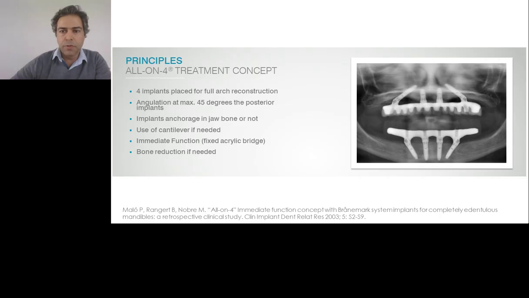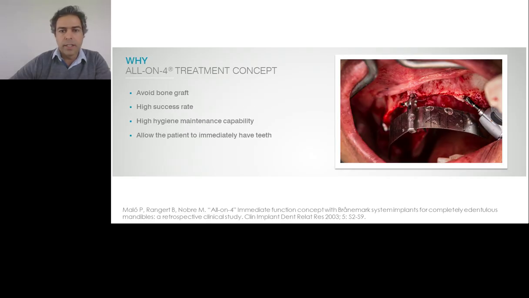We only place 4 implants for maxilla or mandible rehabilitation. We tilt the posterior implants up to 45 degrees to skip the nerve in the mandible and the sinus in the maxilla. We can fix and anchor our implants in the jaw or outside of the jaw if we go for zygomas. And every time needed, we use cantilever for the final bridges to deliver a 12-unit bridge from first molar to first molar. And of course, we go through immediate function. Patient leaves the clinic with fixed teeth, and we always go for bone reduction every time needed, as we already discussed.